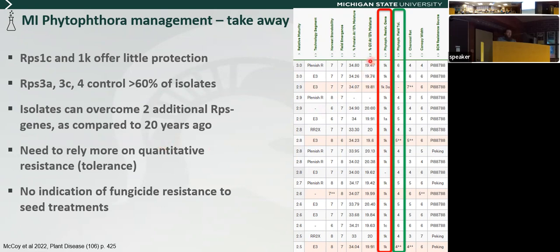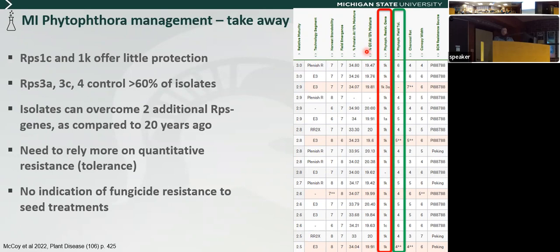So here's an example of a company seed catalog. In the red box here is the Phytophthora resistance gene. In the green box is the Phytophthora field tolerance. Out of these 18 different varieties here, only a single one has the RPS 3A gene. The rest have RPS 1K, and I think there's one that has RPS 1C and one that has no resistance gene. So we're just kind of troubled by this.